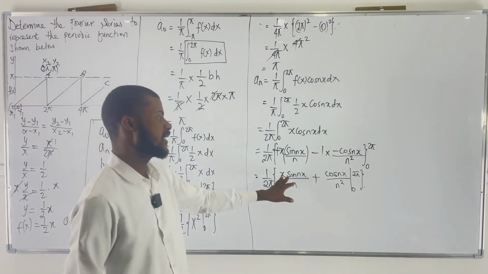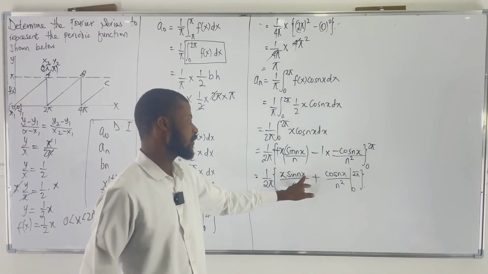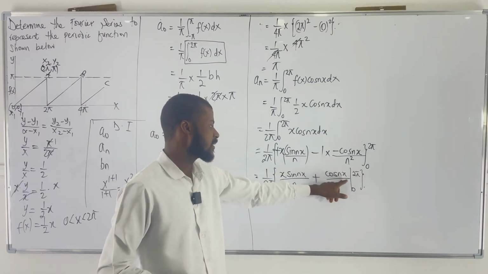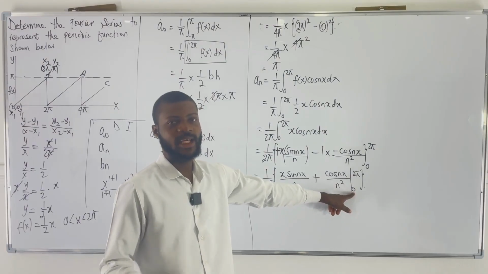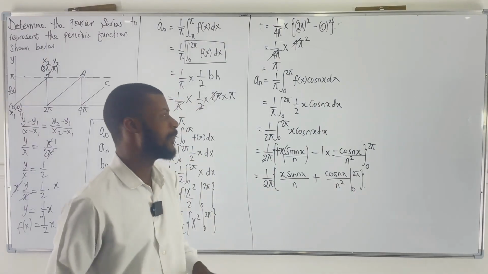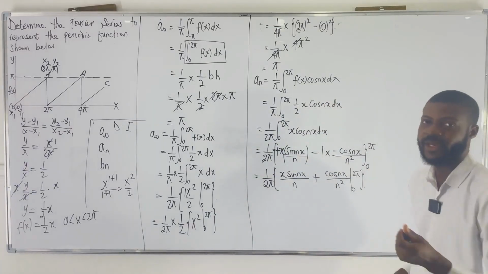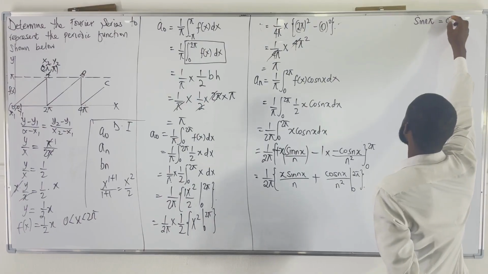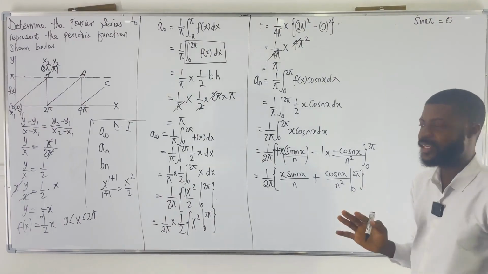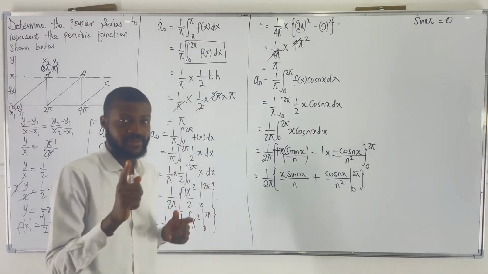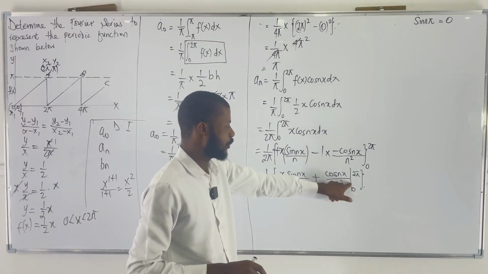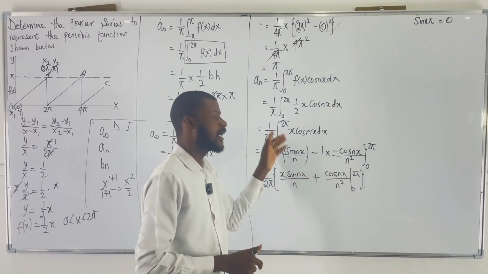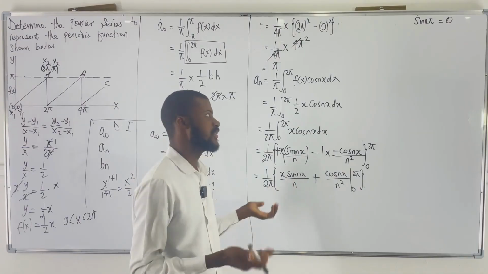Now at this point, anywhere we see x, we're going to put 2 pi. That's the upper limit. And anywhere we see x, we're going to put 0. That's the lower limit. But the good thing about this is, take note of these special values. Sine n pi is equal to 0. Each time my limits are 0 to 2 pi and I have a sine, I must always put 0, because the answer will be 0.